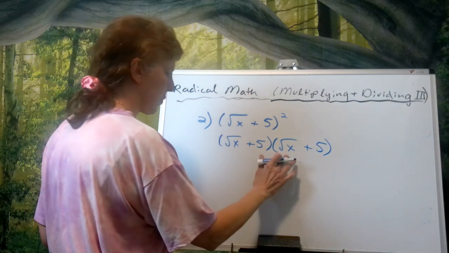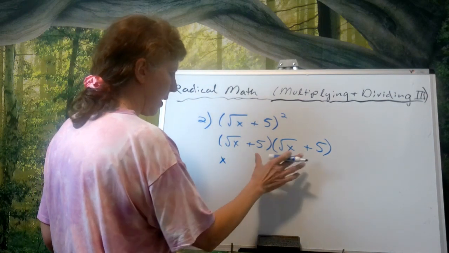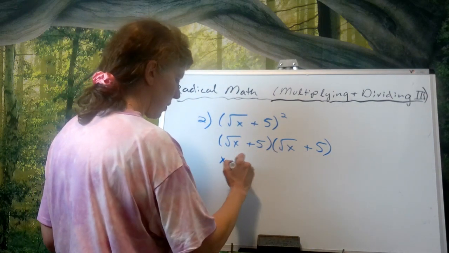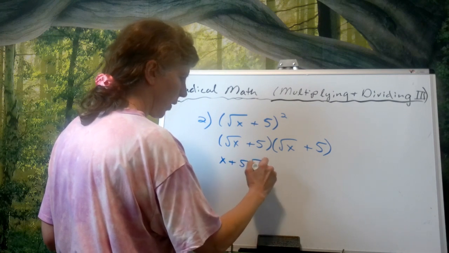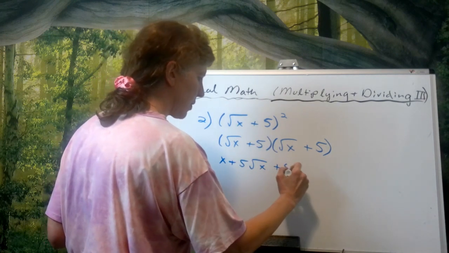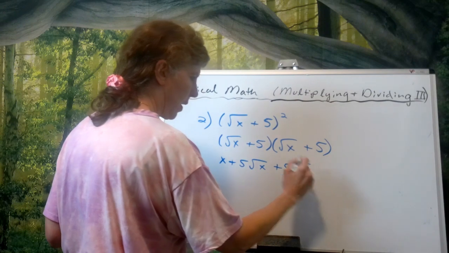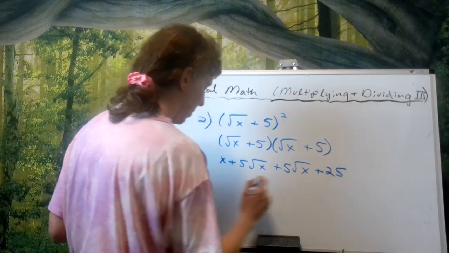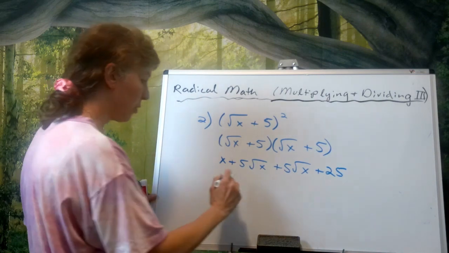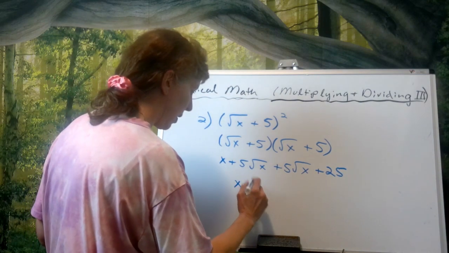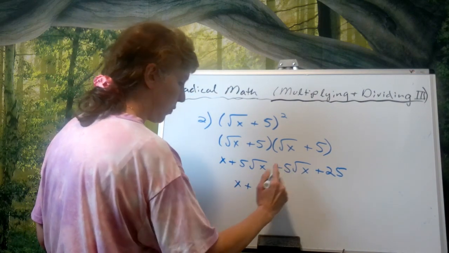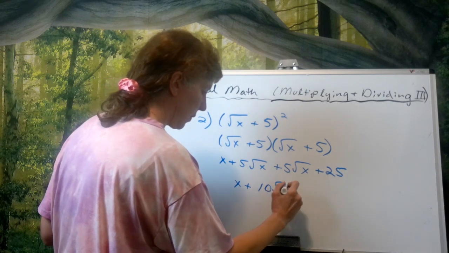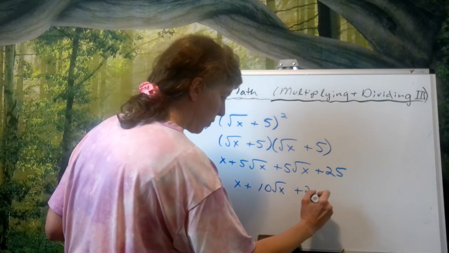So first one times first one is x. Outside is 5 root x. Inside is 5 root x. And the last two is 25. So when you combine the like terms, you get x plus 5 root x plus 5 root x is 10 root x, plus 25.